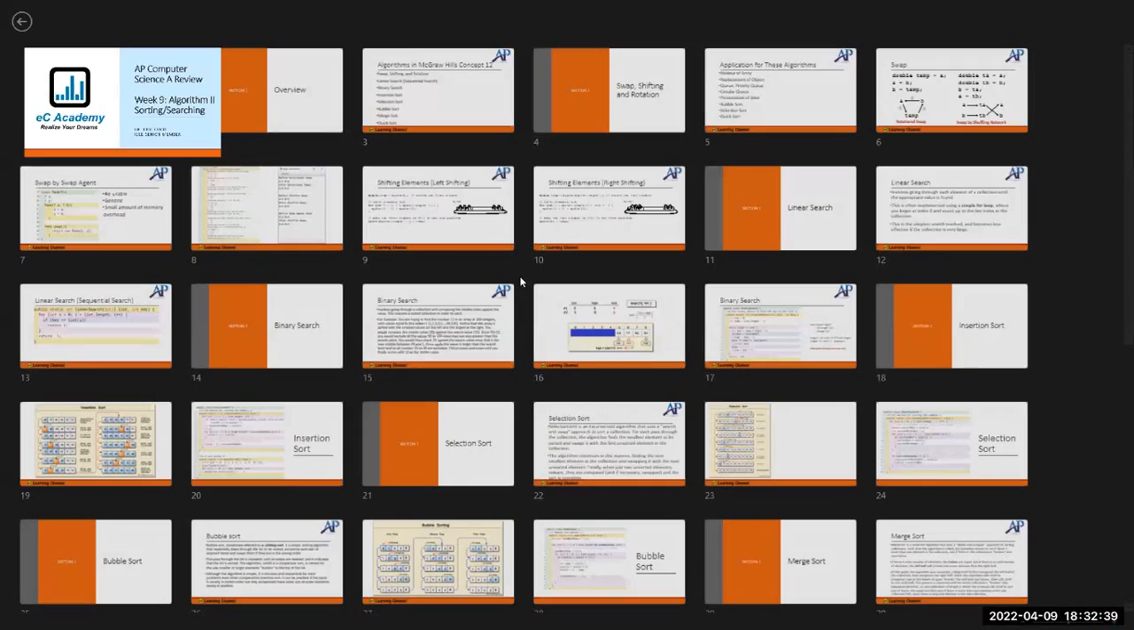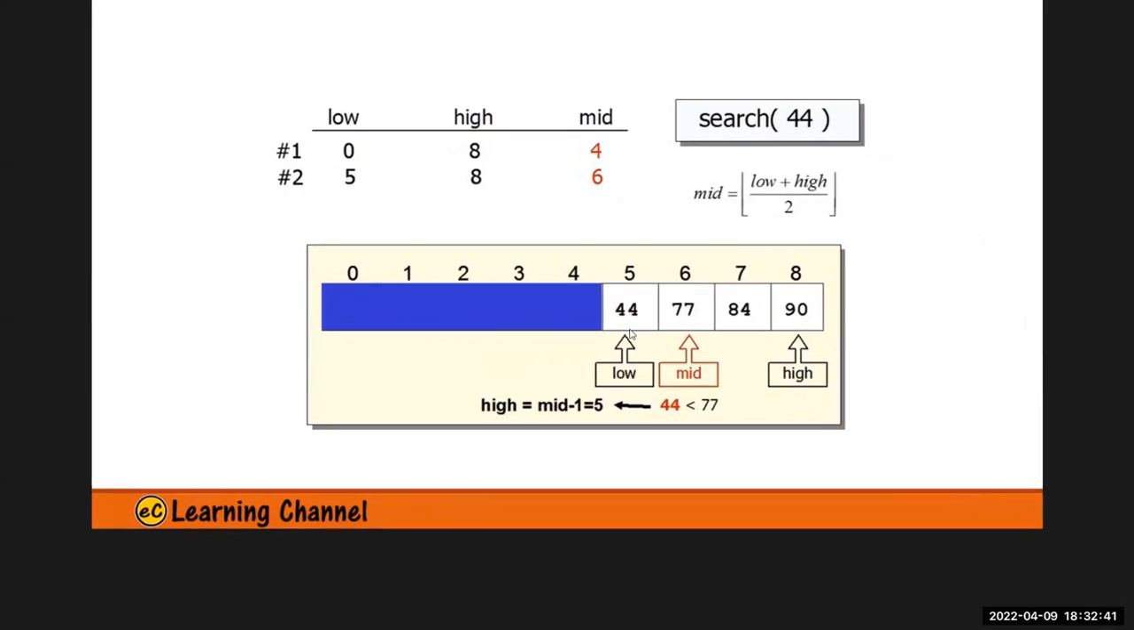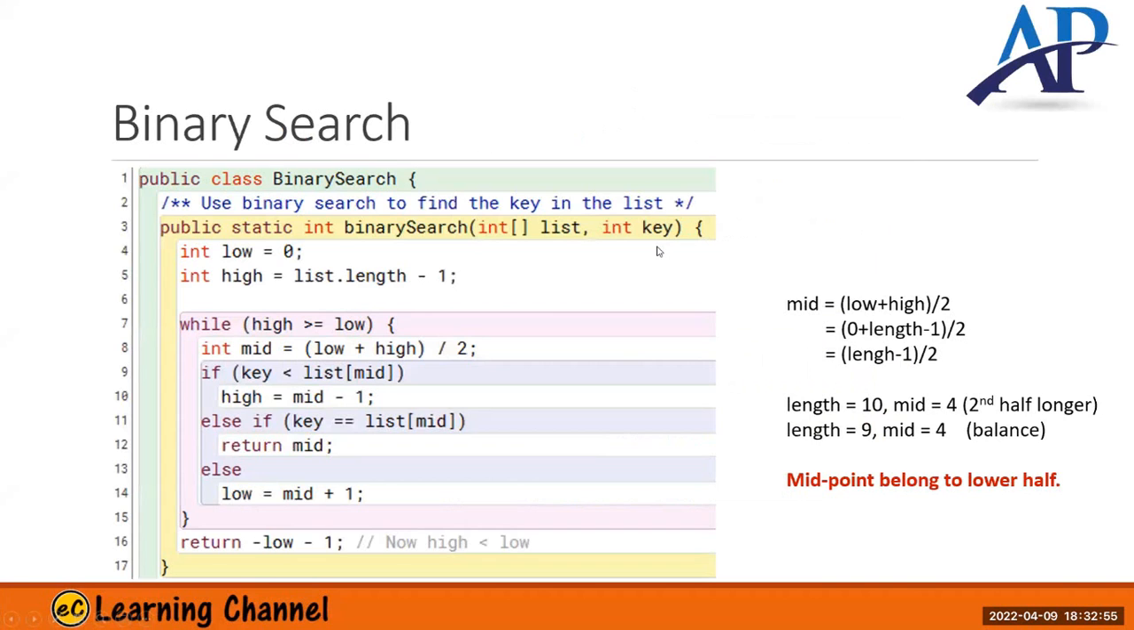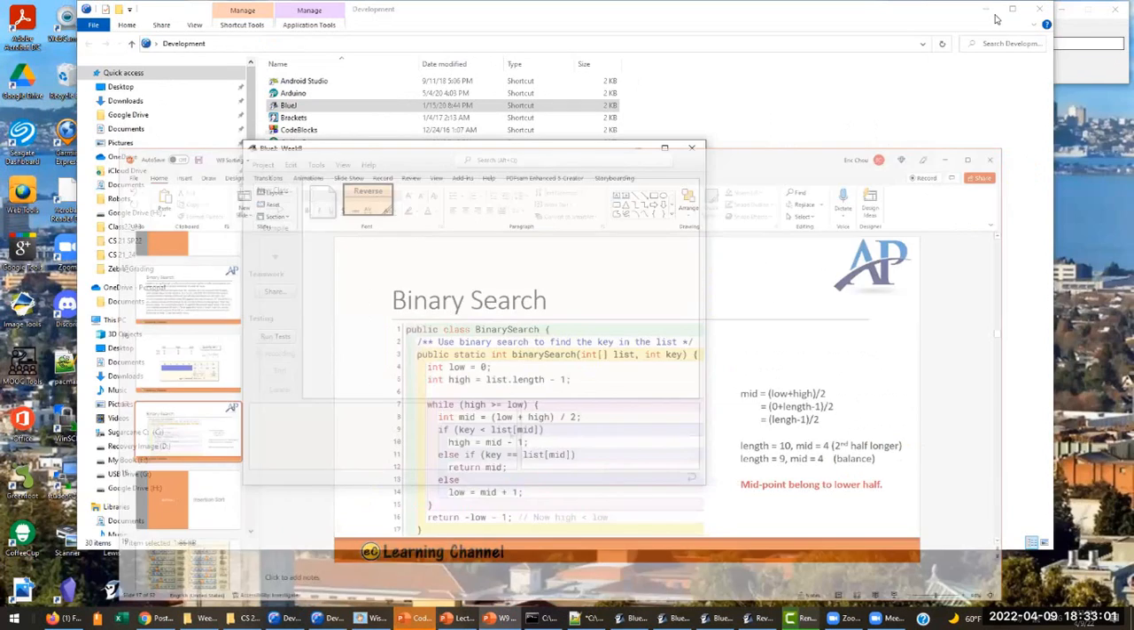So the binary search algorithm is something like that. You need to use low plus high divided by 2, taking the floor function. So that's the idea of how you do the binary search. We need to memorize this whole algorithm.